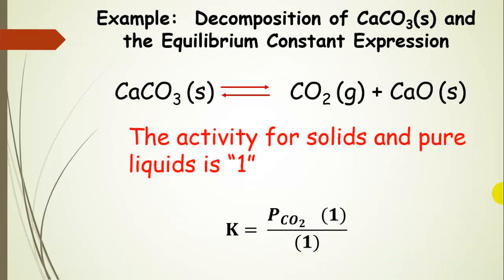Now, how would we write the equilibrium constant expression for this system? We would do it the same way that we've been doing it, so products over reactants: partial pressure of carbon dioxide, calcium oxide, which of course is a solid, so we're going to put in 1, and calcium carbonate, which is also a solid, so we're just going to put in 1. It actually greatly simplified our expression.